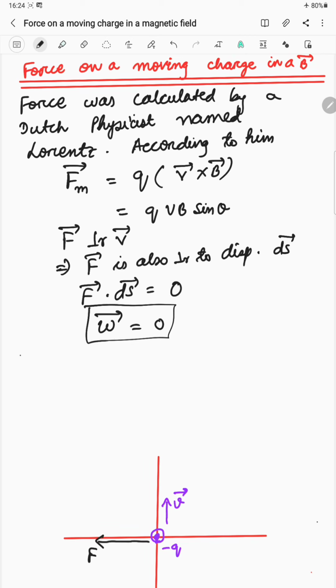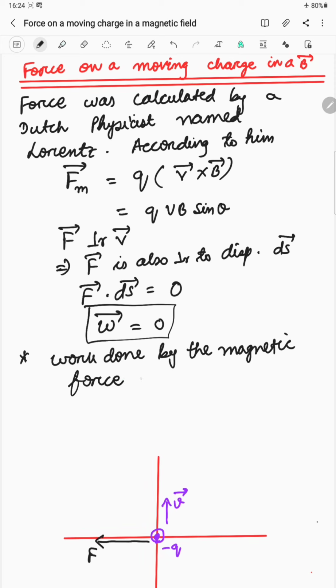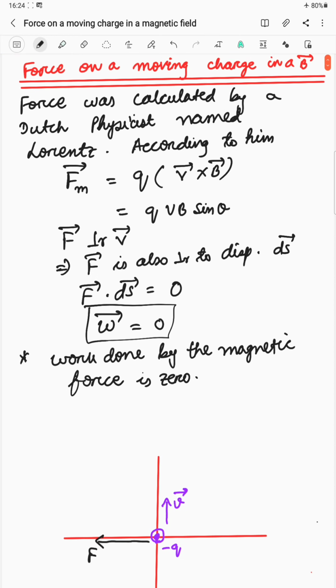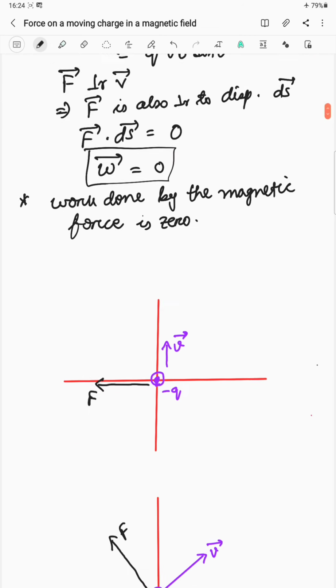So a very important conclusion that comes out from here is that the work done by the magnetic field, by the magnetic force Fm, is 0. Okay, is it clear? Now we will try to find out different cases of how this Lorentz force is going to be modified if velocity becomes 0, if theta changes, if B value changes.